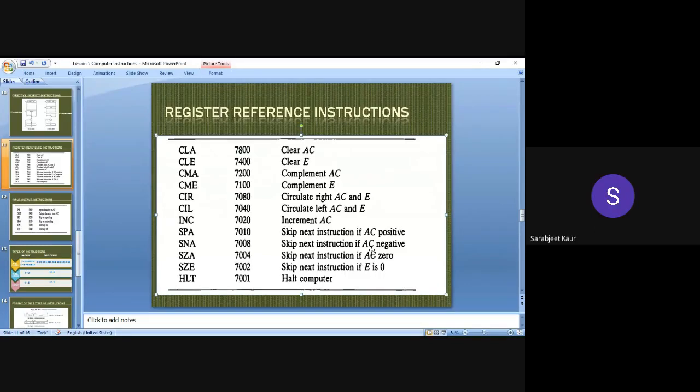Next is SZA. Skip if AC is equal to 0. Next is SZE. Skip the next instruction if extended bit is 0. And the final one is halt. This instruction is used to stop the program execution.